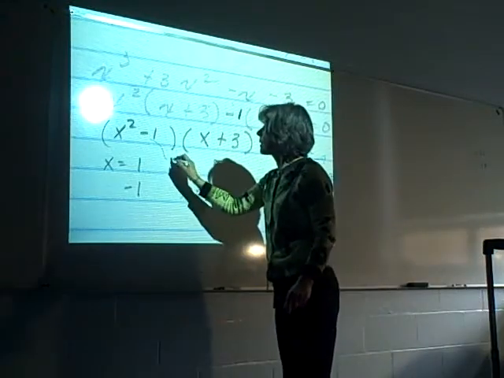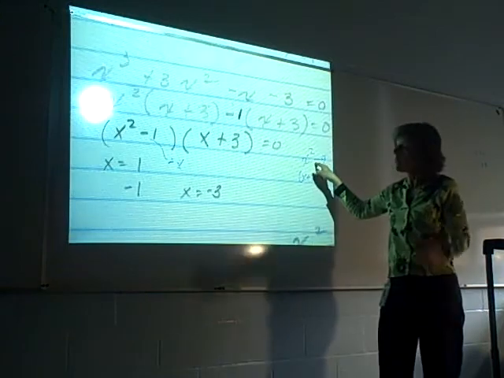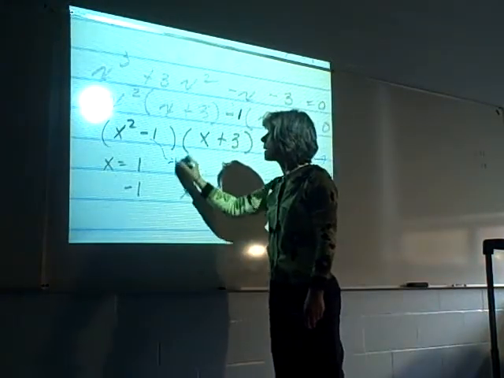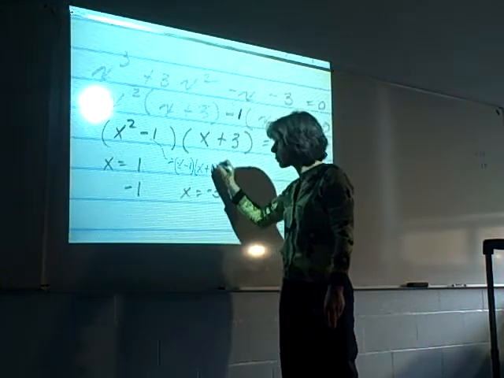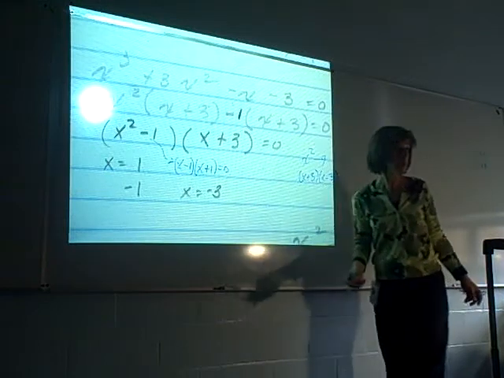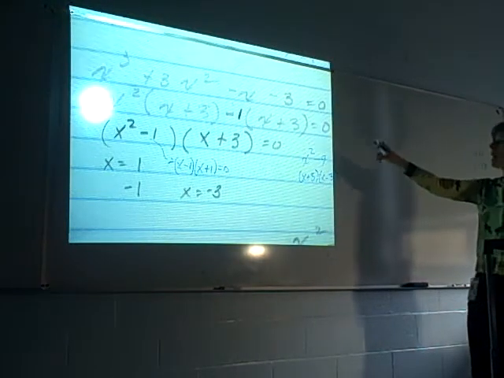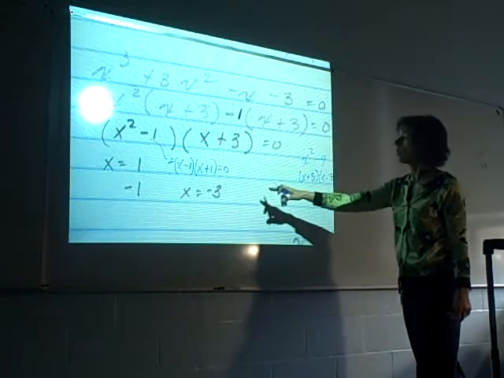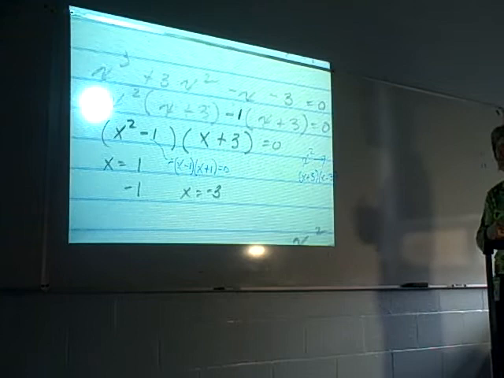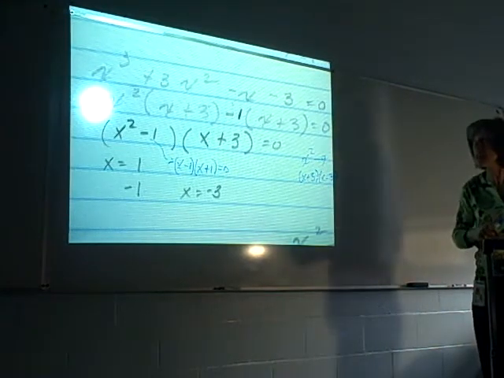Negative 3. Well, I just did this, I was hoping that this might jump out at you. So this is going to be x minus 1, x plus 1 equals 0. So x is going to equal a positive 1 and a negative 1. And then I have x is going to equal a negative 3. So that one was an oddball one. I'm not going to be asking you to do those.